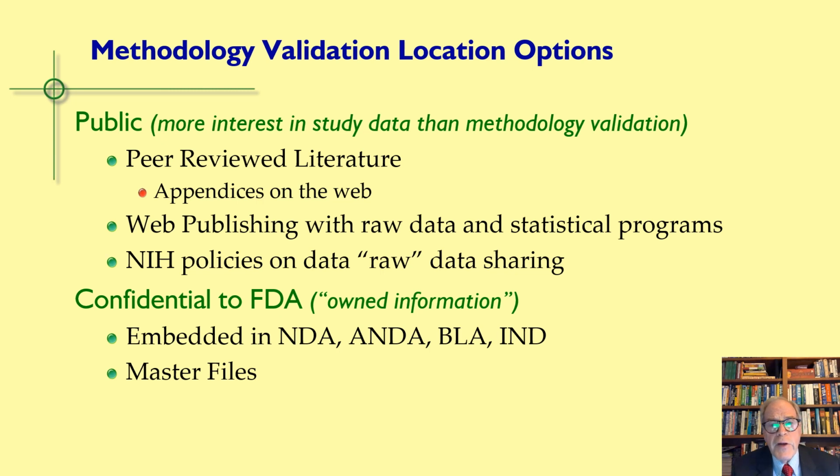So when we look at the methodology and the validation, where we could put methodology validation locations, what are our options? Well, the obvious two are public ones and confidential ones. It could be in the peer-reviewed literature. There's quite a bit of methodology in the peer-reviewed literature. Some authors put appendices on the web that may have source data, that may have source code, but it's not as detailed as you'd find in a typical FDA application. There's web publishing with raw data and statistical programs. NIH has policies on release of data, raw data, and raw data sharing.